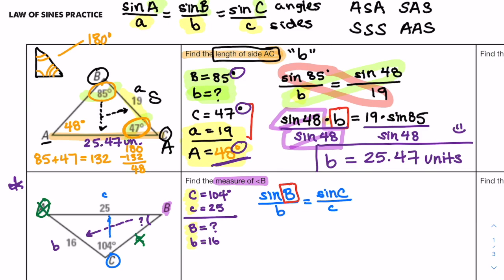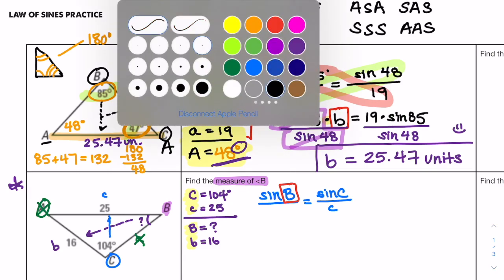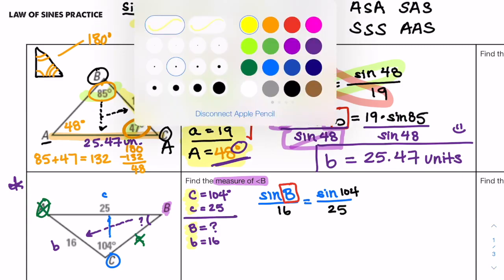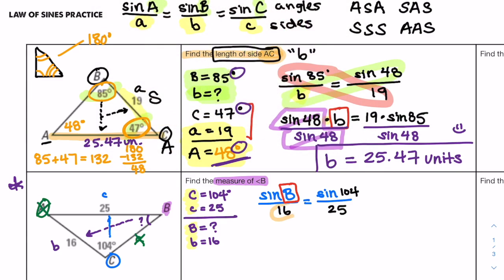Okay. I do know the value of little b. That's going to be 16. I do know the value of capital C. That is 104. And I do know the value of little c. That is 25. So again, notice that I set up a proportion. I set up two fractions that are equal to each other. And one of the best methods to use when solving a proportion is what we call cross multiplying. So there's those two and these two.